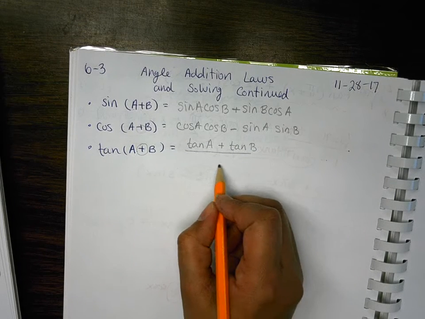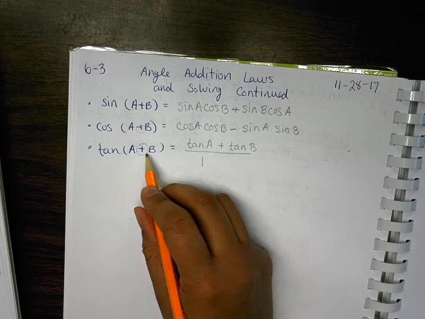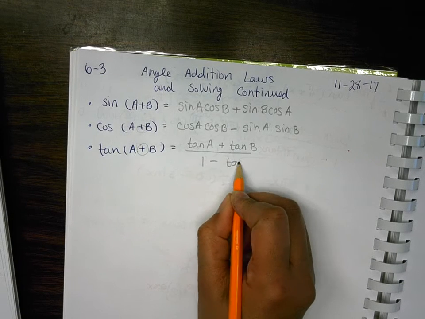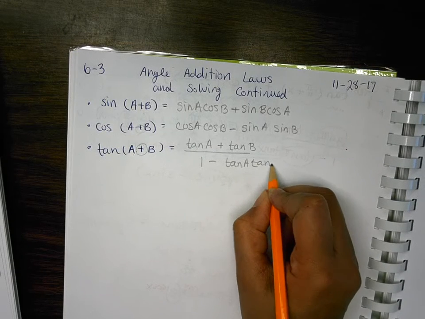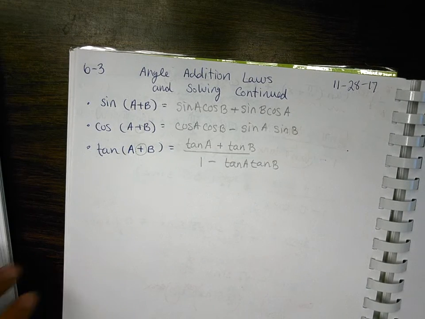Thank you. And then denominator has what? One opposite would be minus. Tan A plus or times? Times tan B. All right.